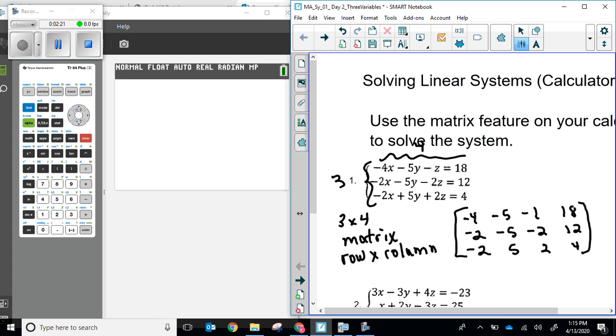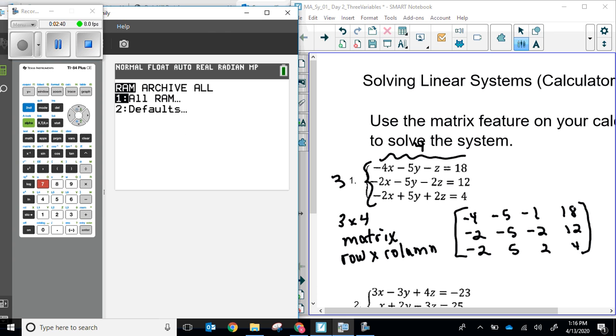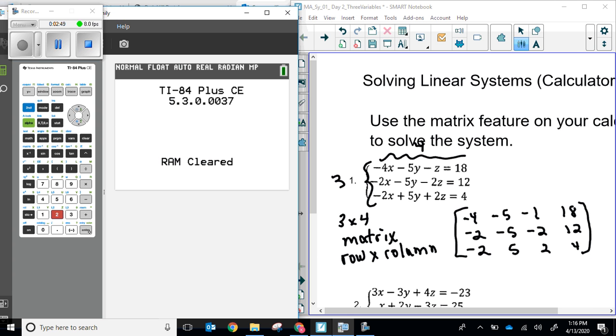Okay, so on your calculator, the first thing I want you to do, let's clear our memories so we can all start in the same place. So above the plus sign, you have a memory key, so second memory. We're going to go down to number 7, which is reset. We want to keep it on number 1, which is all RAM. Press enter. And down to number 2, reset. And it should say all RAM is cleared. This way we can all start in the same place.